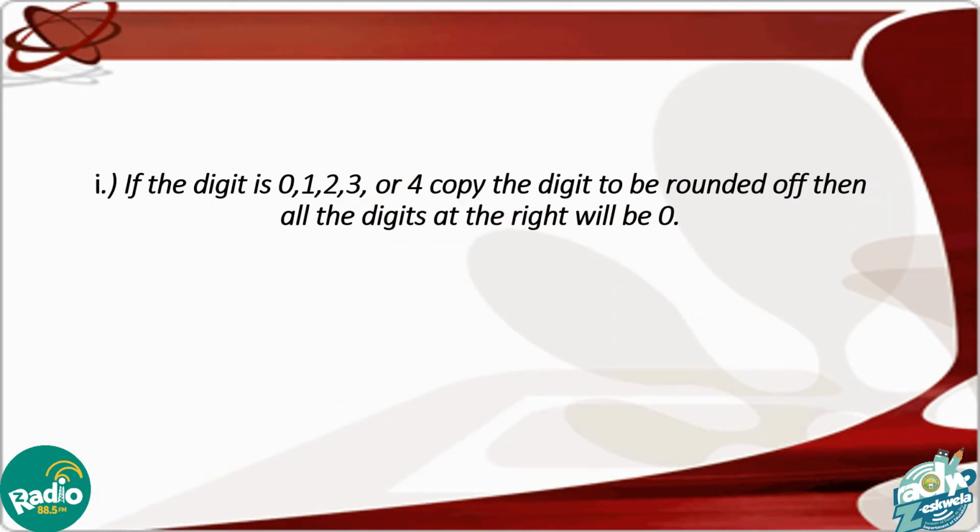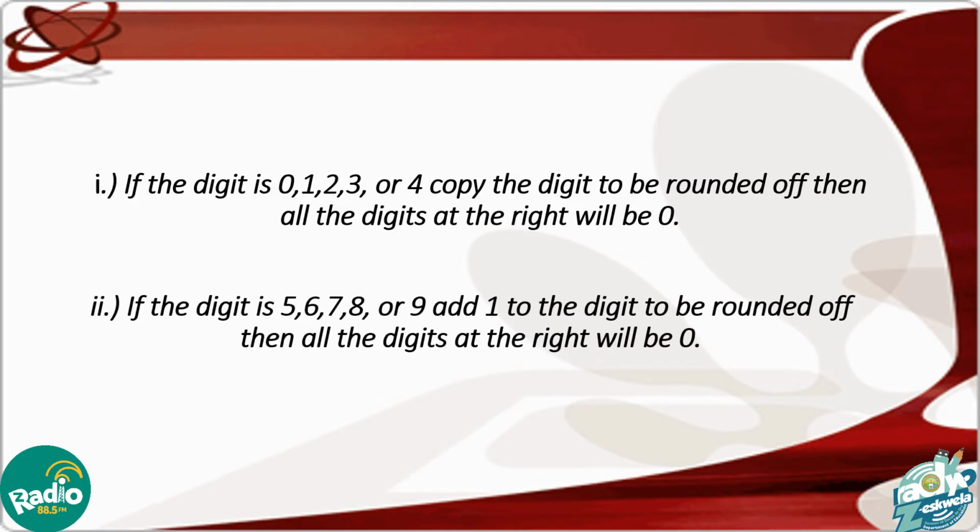If the digit is 0, 1, 2, 3, or 4, copy the digit to be rounded off. Then all the digits at the right will be 0. If the digit is 5, 6, 7, 8, or 9, add 1 to the digit to be rounded off. Then all the digits at the right will be 0. Wow! I am so happy that you still remember these steps. I guess you're ready for our next activity.